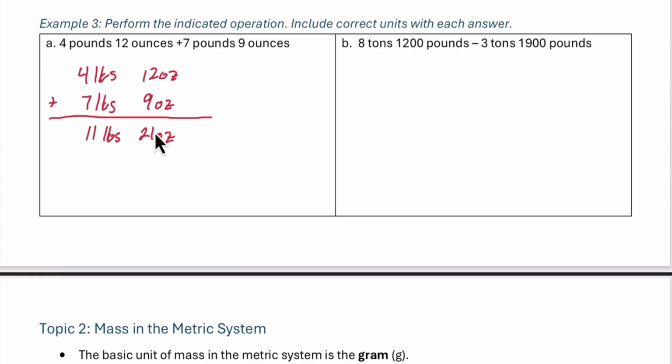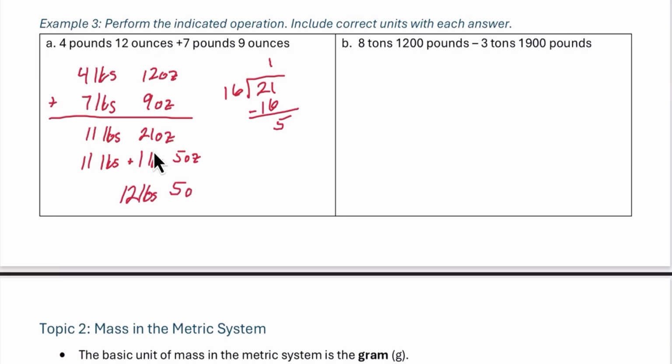But we know that 1 pound is 16 ounces. Off to the side, let's take those 21 ounces and divide them by 16, because 16 ounces is 1 pound. 16 goes into 21 one time. Multiply, we get 16. Subtract, we get a 5. So 21 ounces is really 1 pound with 5 ounces left over. So we now have 11 pounds plus 1 pound, 5 ounces. That will give us 12 pounds and 5 ounces.